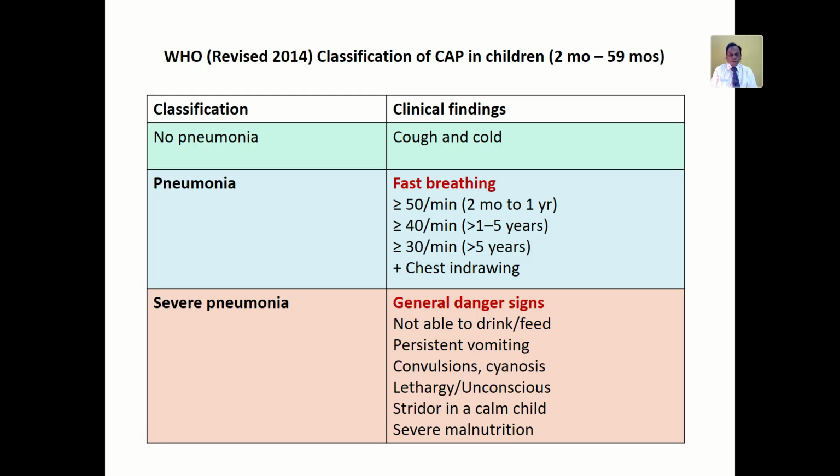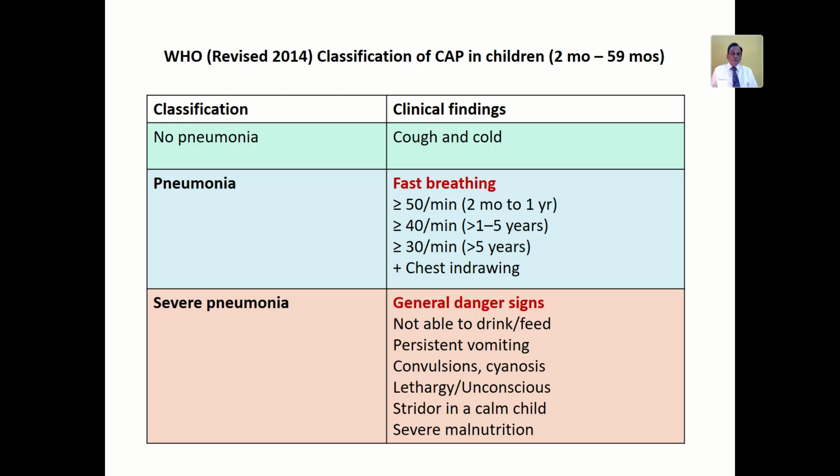For example, a child in the age group of 2 months to 1 year, if the respiratory rate is more than 50, it is fast breathing, then the child is having pneumonia. Like that, for a 1 to 5 year old child, if the respiratory rate is more than 40, then it is considered to be pneumonia. Sometime before, we all gave importance to chest indrawing. I think even with or without chest indrawing, the presence of fast breathing always denotes pneumonia.